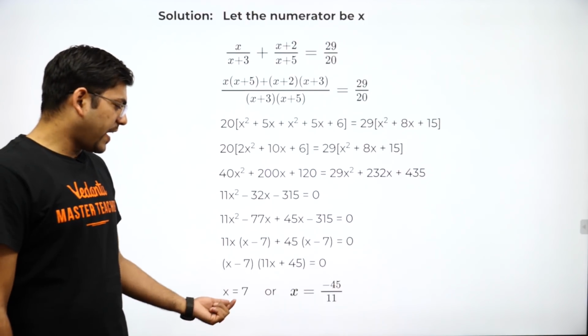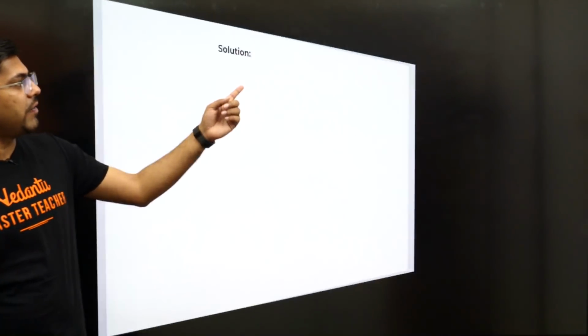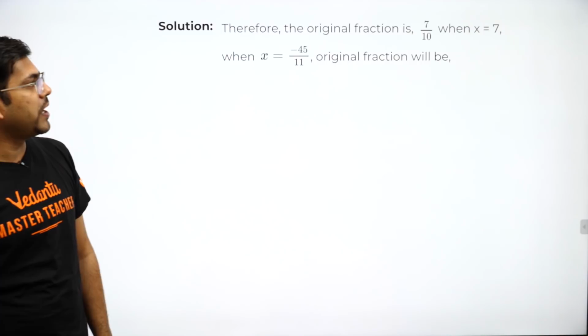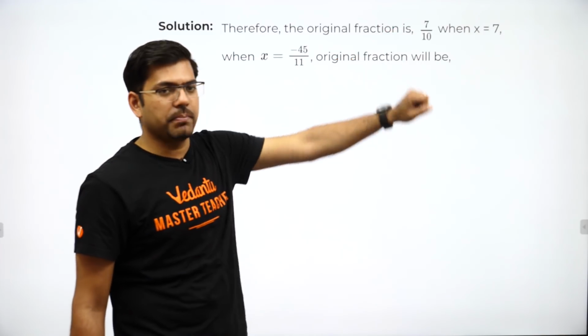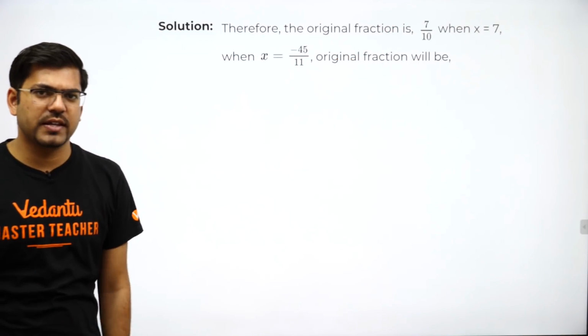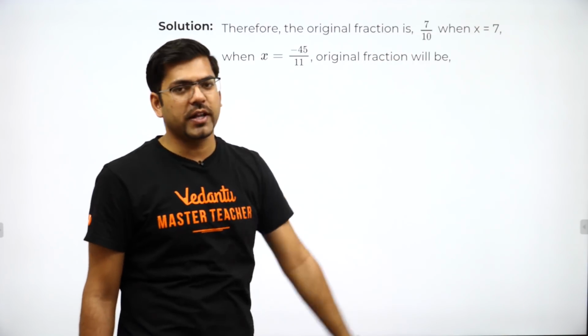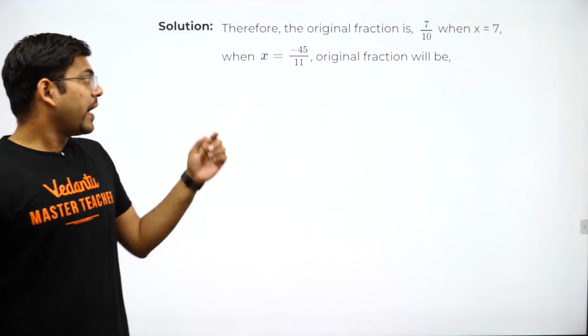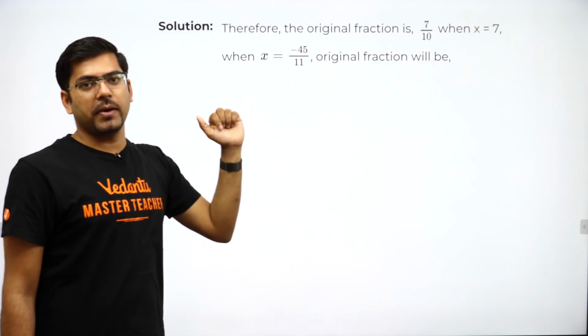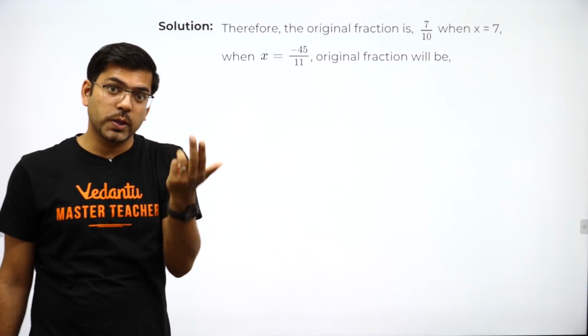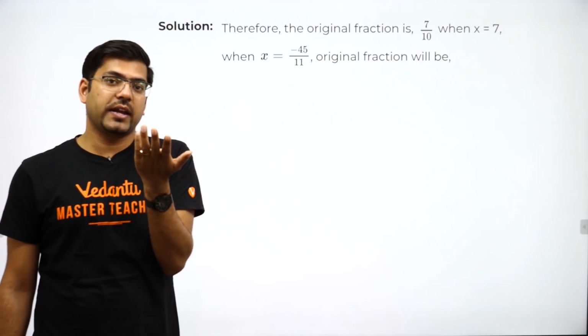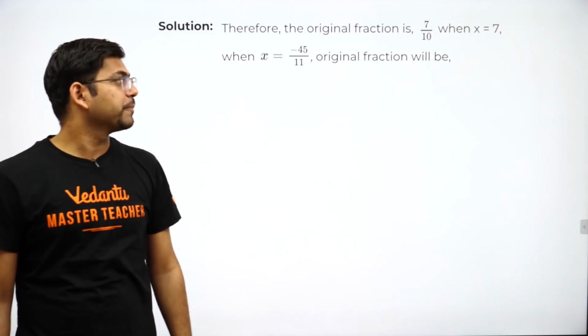So now if x is equal to 7, we will get our numerator as 7 and denominator as 10. That is very simple. If x is 7, the numerator would be 7 and the denominator would be 10. Easy. But if x is equal to minus 45 by 11, the second option, that also can happen, because the numerator can be negative. It's no harm in that.